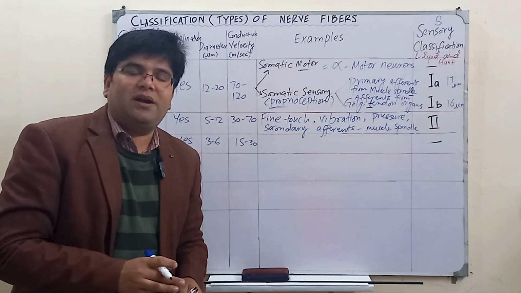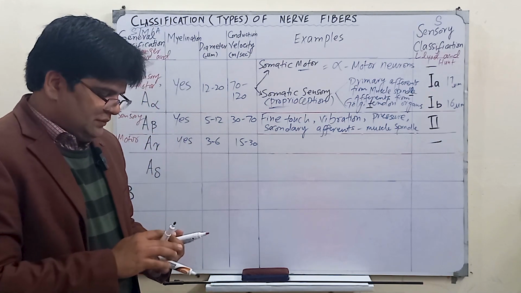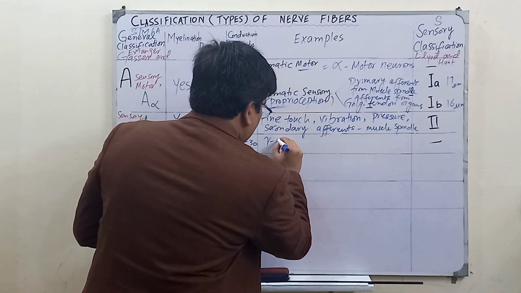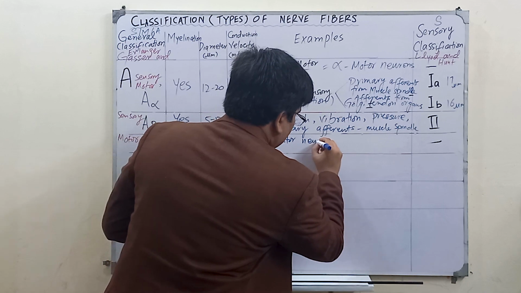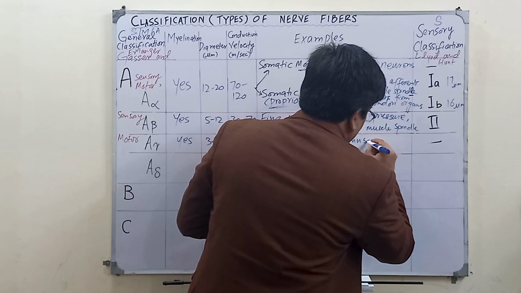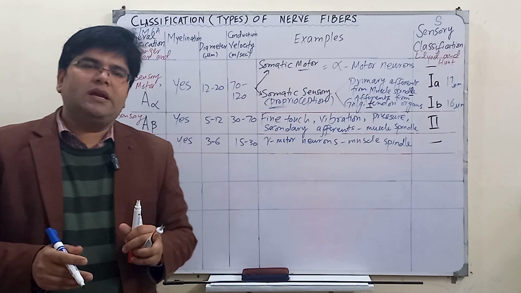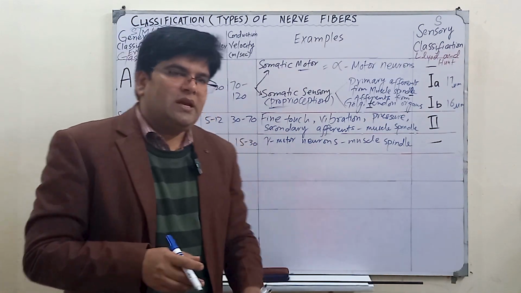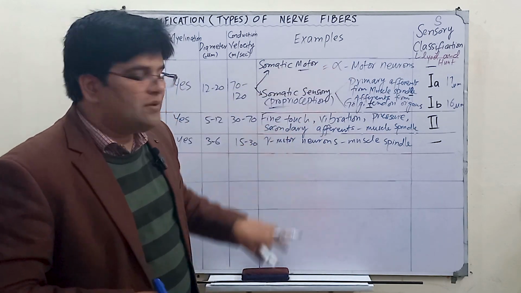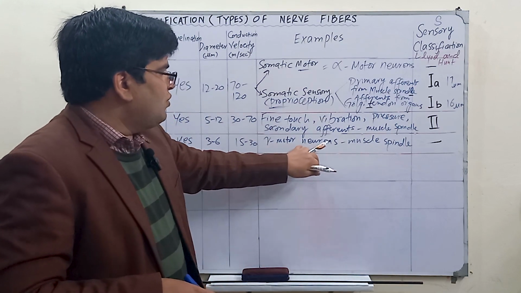What is the function of A gamma types of nerve fibers? They are gamma motor neurons which excite muscle spindles. Because muscle spindles are involved in responding to change in length of a muscle, the sensory signals from the muscle spindle are carried by the primary afferent and secondary afferent types of nerve fibers, and the motor signals coming to muscle spindles are carried by gamma motor neurons.